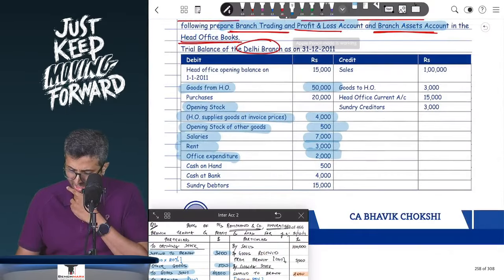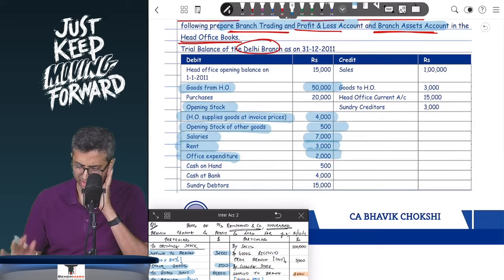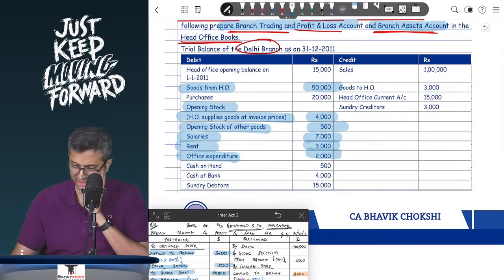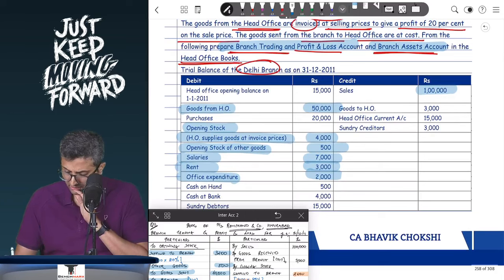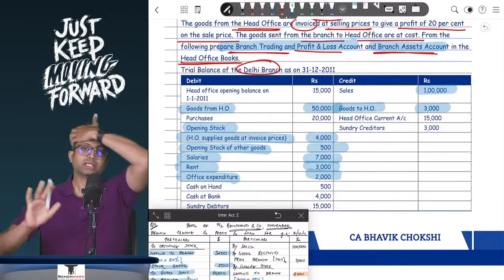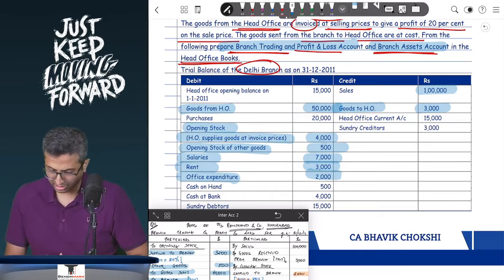Next you will have cash on hand, cash at bank, sundry debtors. These are all balance sheet items. Sales of 1 lakh. I think gross profit over here can be calculated. Goods to HO. So this is goods probably returned to HO, and over here this is at the same price. These are at cost only, so this will be 3,000. Sundry creditors will be in the balance sheet.